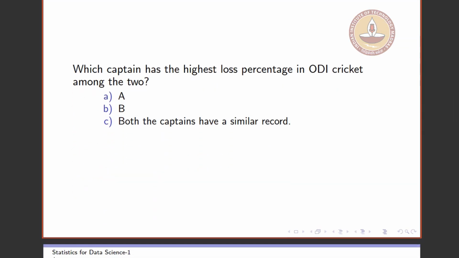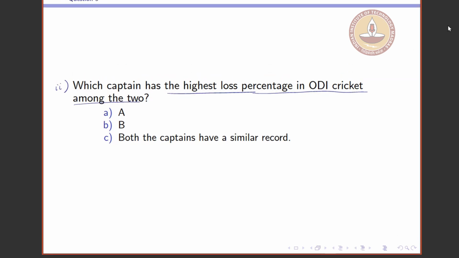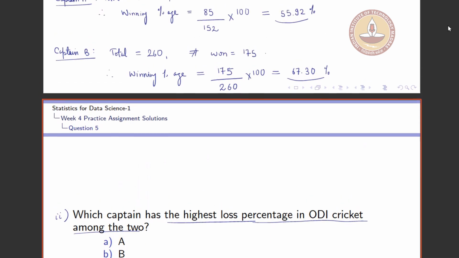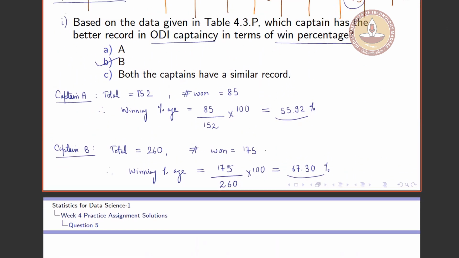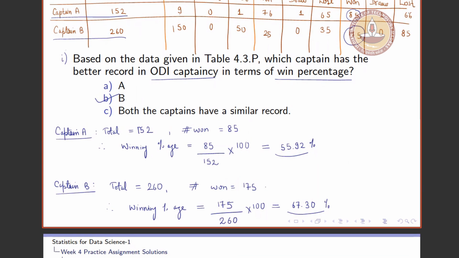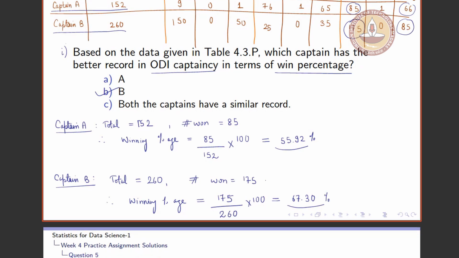Now, the second question is, which captain has the highest loss percentage in ODI cricket among the two? So, we will see how many matches Captain A has lost, that is 66, and the number of matches lost by Captain B is 85.